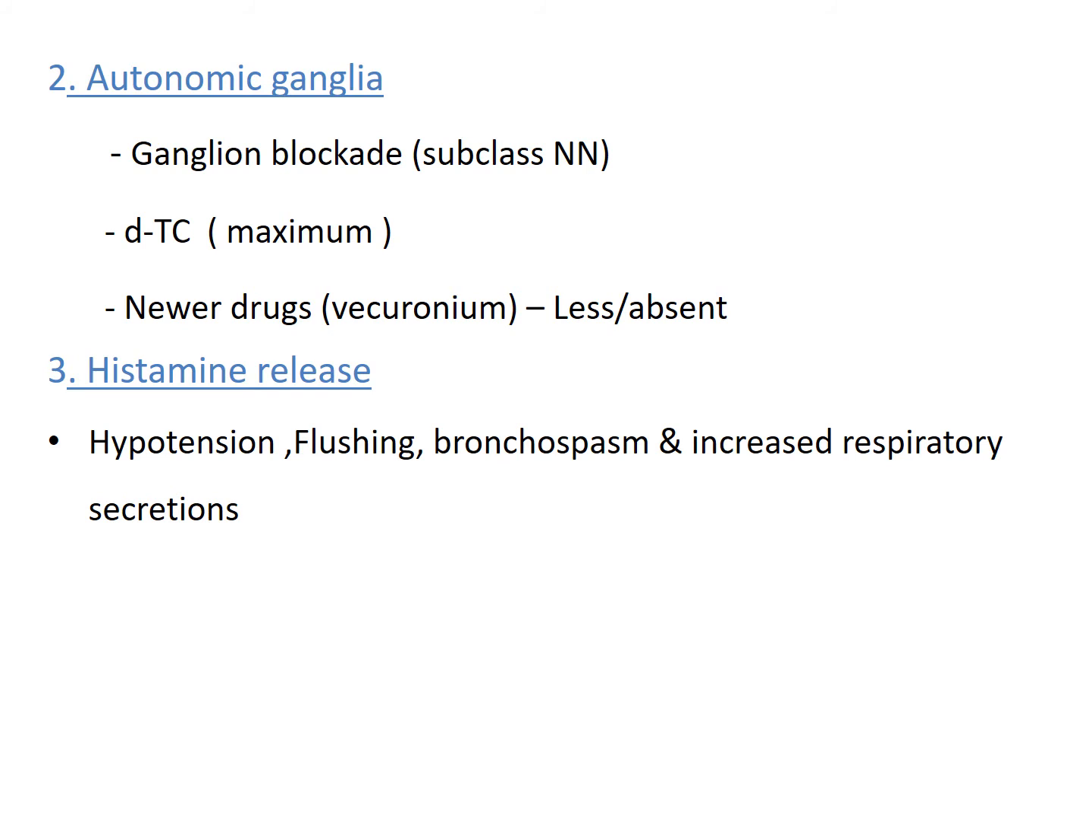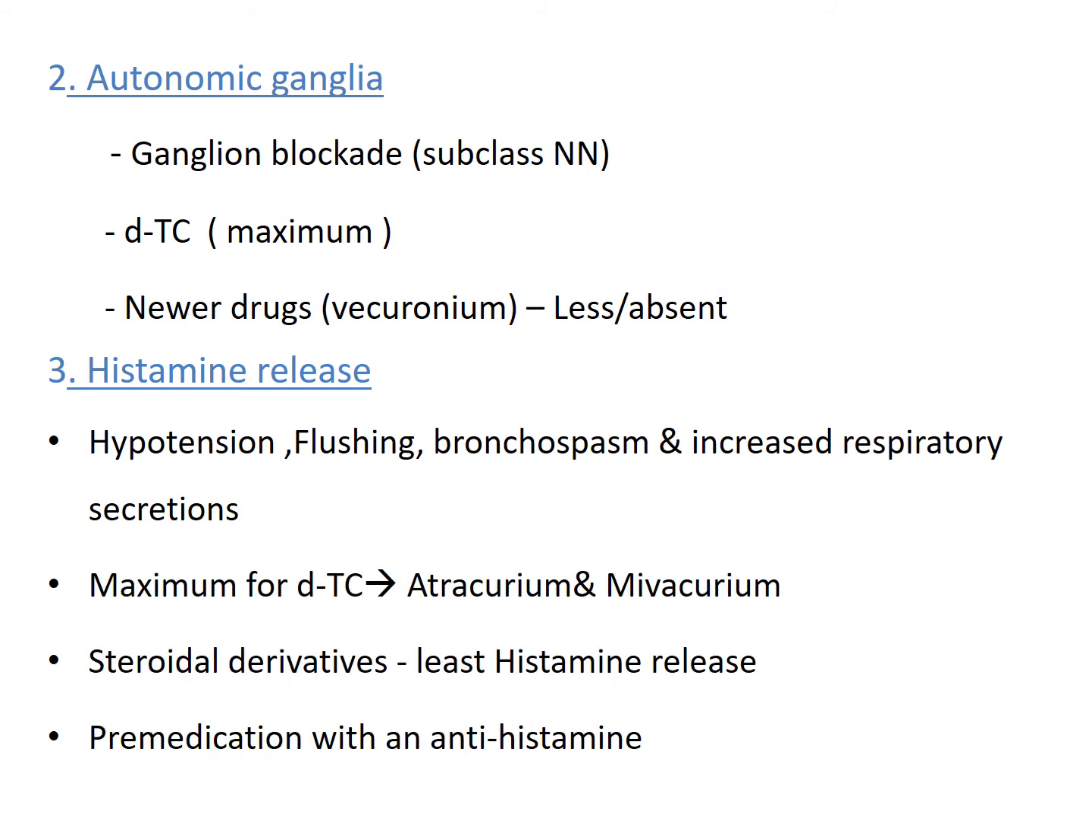So the most common agent which leads to histamine release is d-TUBOCURARINE. This histamine is a powerful allergic mediator which leads to hypotension. Hypotension is due to smooth muscle relaxation, that means blood vessel smooth muscle relaxation, and it further leads to flushing, bronchospasm. That means it produces constriction in the bronchial smooth muscle. Constriction here, bronchospasm, increased respiratory secretion.